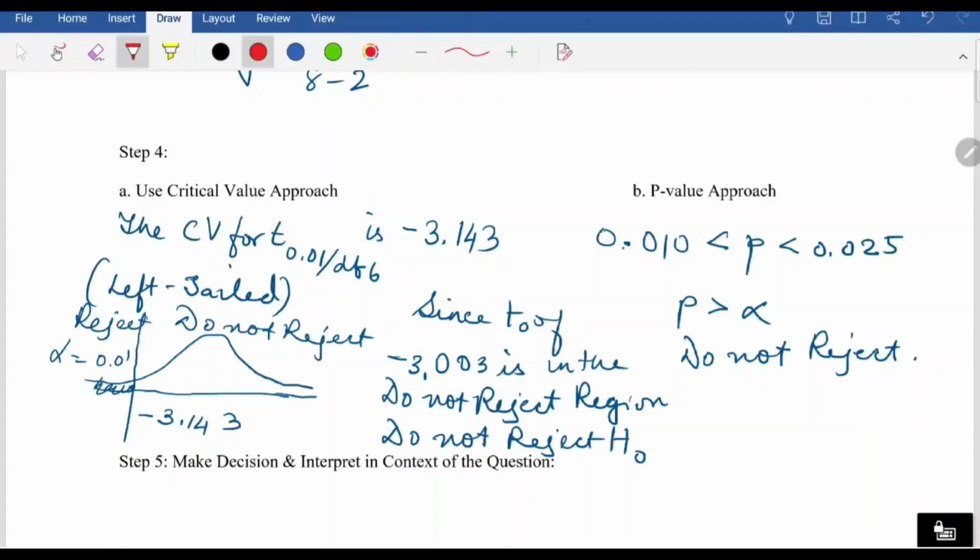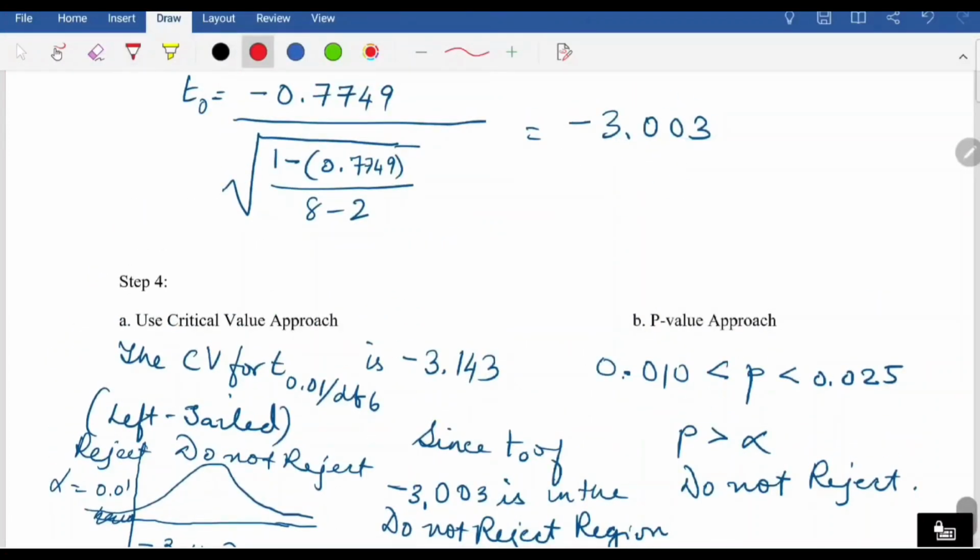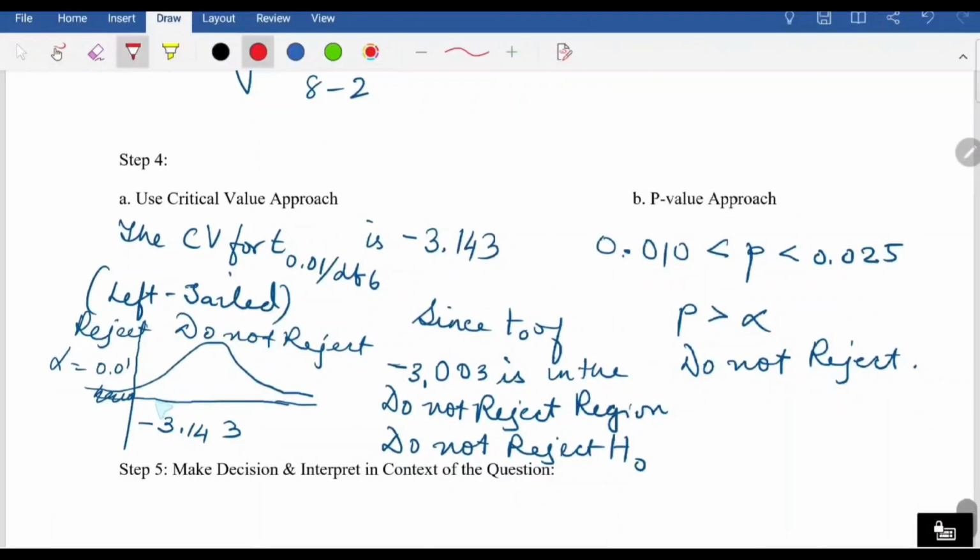And then we bring our test statistic value of negative 3.003. It falls in the do not reject region. It's going to be somewhere to the right of the critical value. This is the critical value. It's going to be somewhere to the right because negative 3.003 is greater than negative 3.143. It falls in the do not reject region. Therefore, the decision should be do not reject.